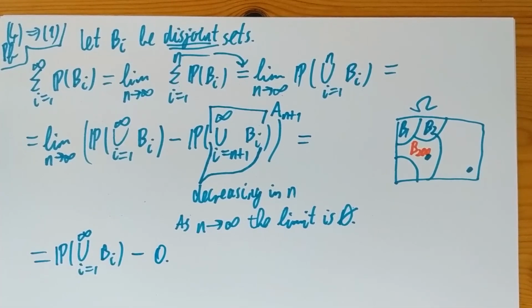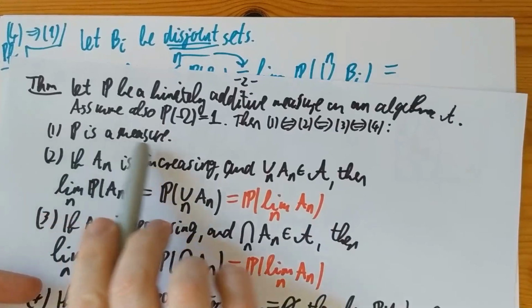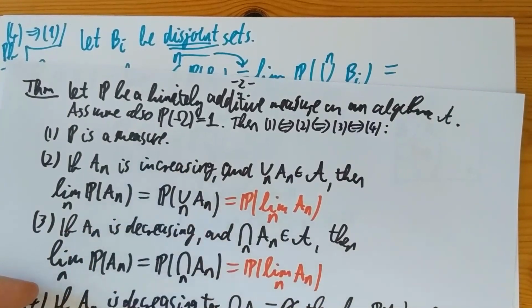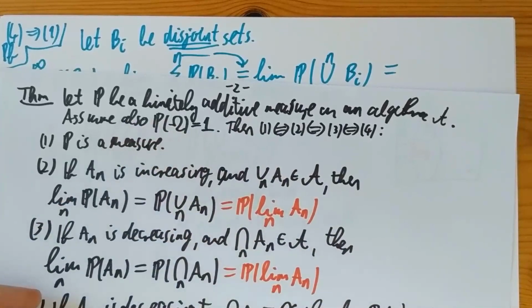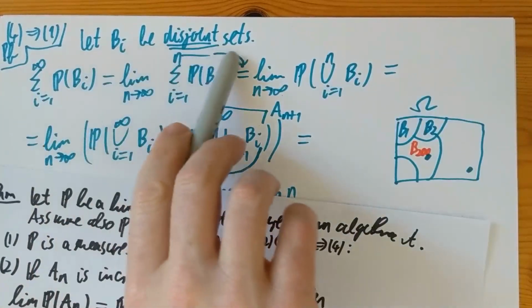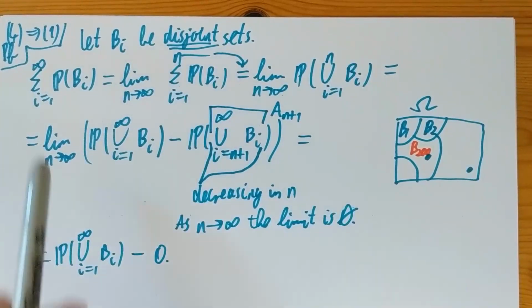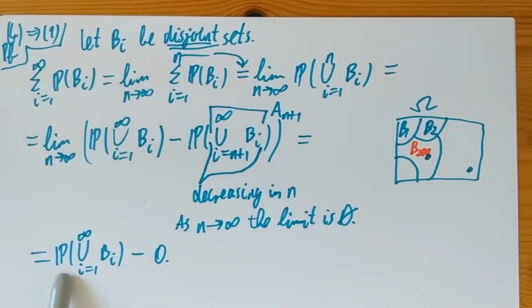And at this moment I'm done, because what I really needed to prove is that I do have a proper measure here, and I already assumed it's a finitely additive measure. I needed to show that it's sigma additive, so I needed to show that if I take countably many disjoint sets, then the sum of the probabilities is the probability of the union, and that's exactly what happened here. So now the proof is complete.